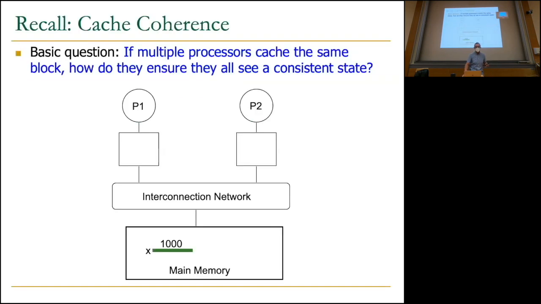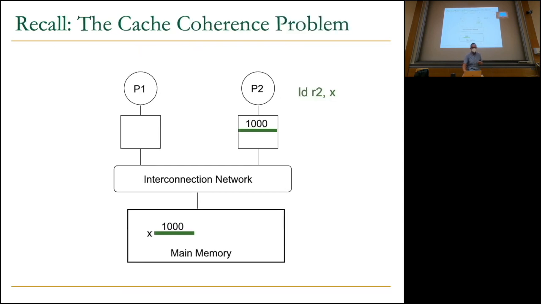The basic problem with cache coherence is that whenever you have caches, you may have multiple copies of the same data, right? Let's take a look at this example. If multiple processors cache the same block, and if one of them writes to it, how do you ensure that another one gets the updated copy, or at least doesn't read the old copy, and eventually it gets the updated copy? So let's take a look at this issue.